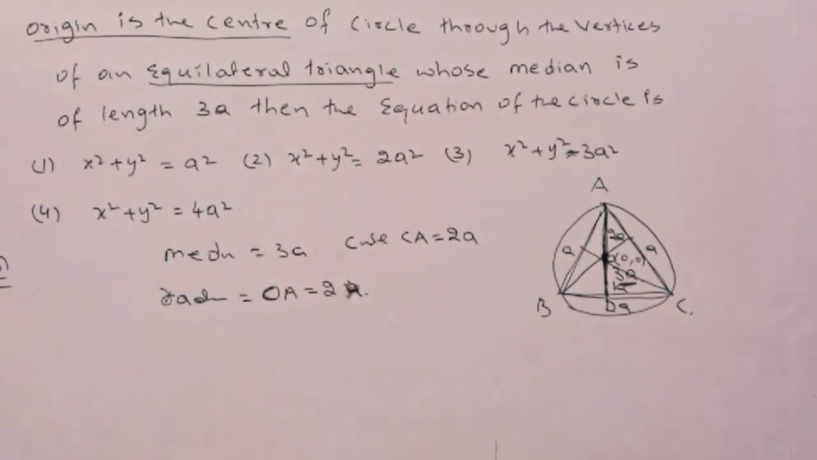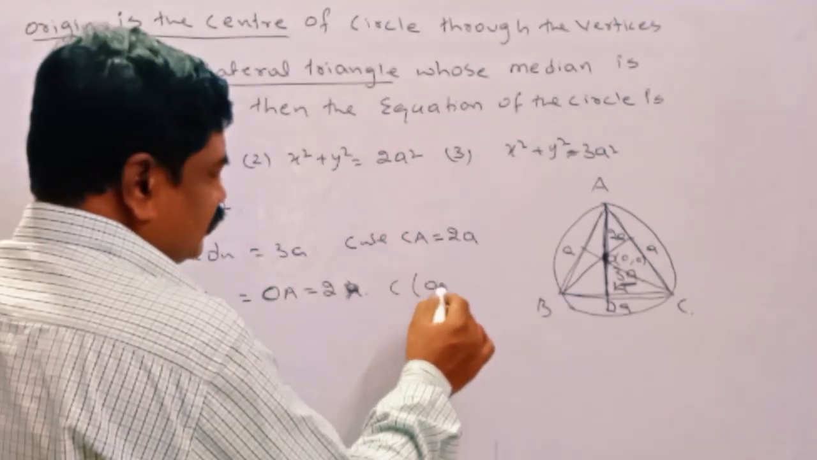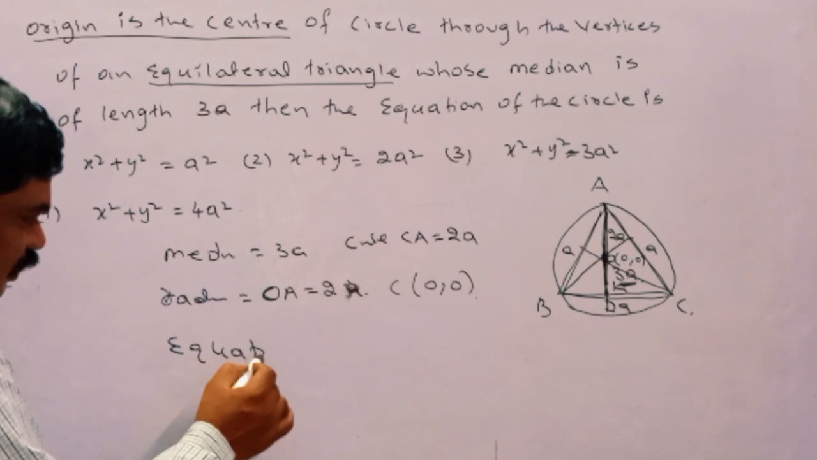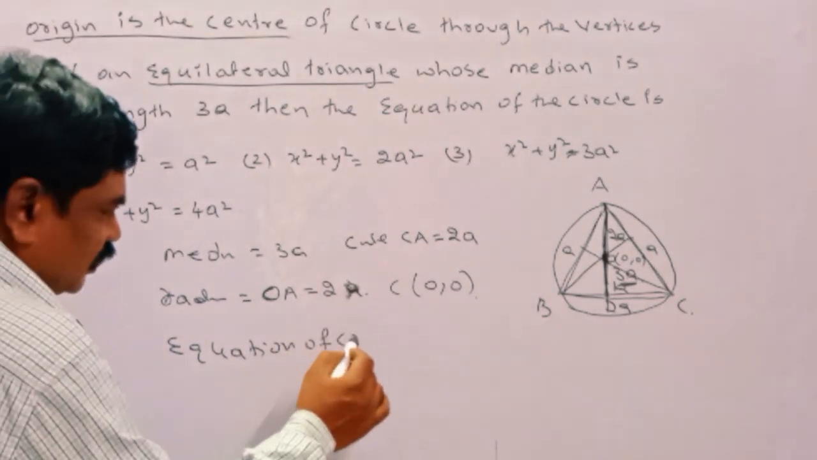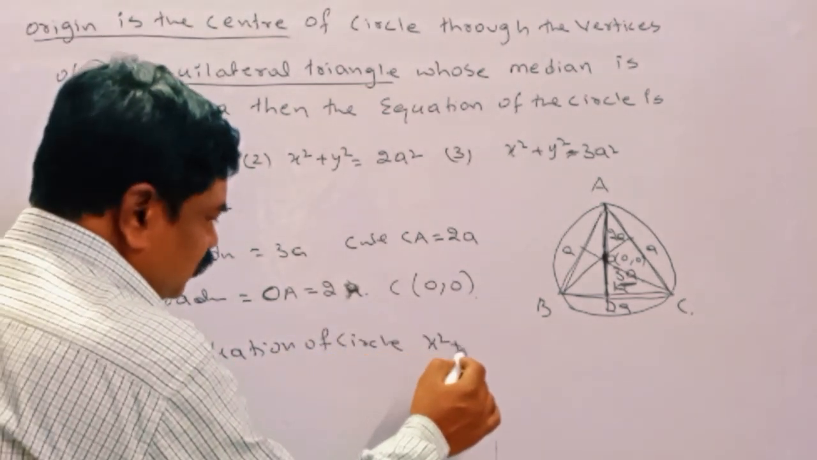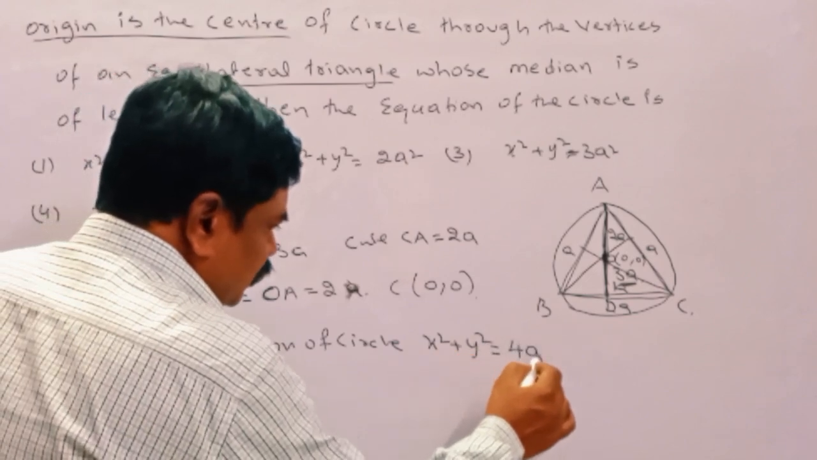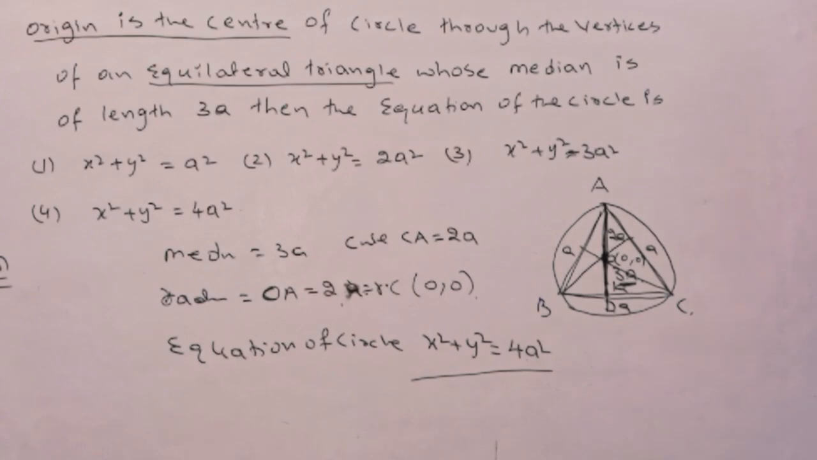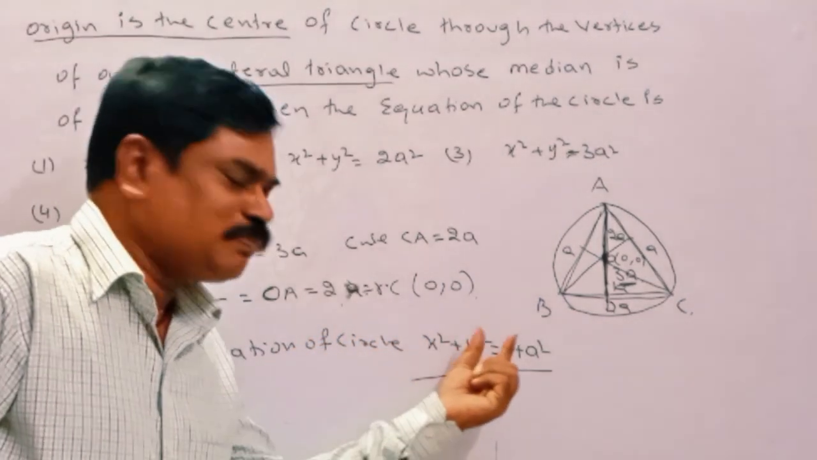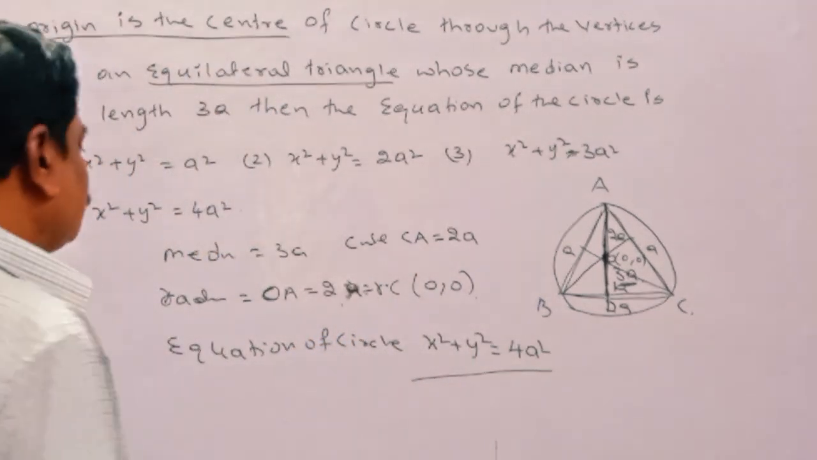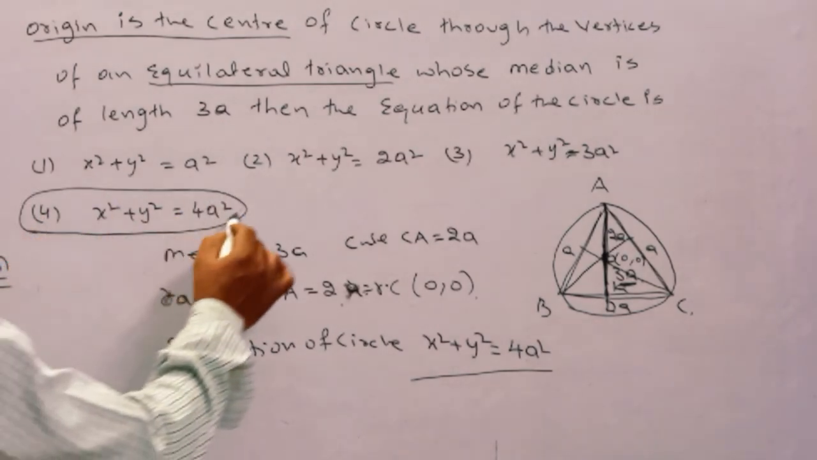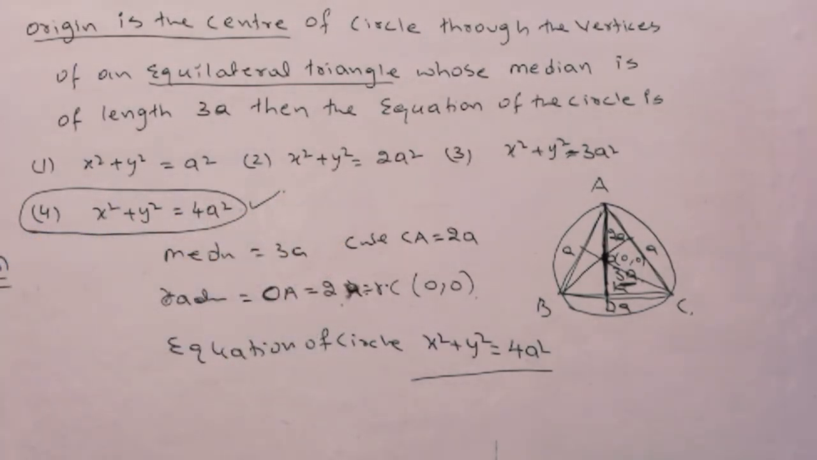Okay now, what is the center of the circle? 0 comma 0. Then the equation of the circle is x square plus y square is equal to 4a square, since r is 2a, so r square is 2a whole square, that is x square plus y square is equal to 4a square. By observing the options, option 4 is the correct answer. Okay, all of you, that's all.